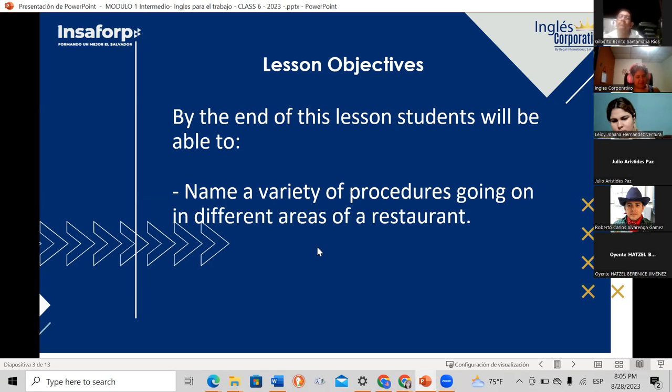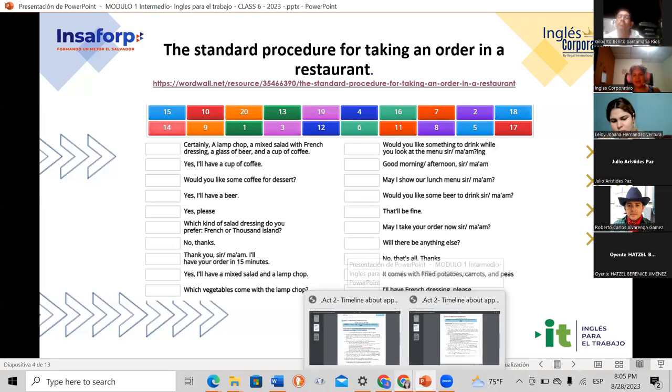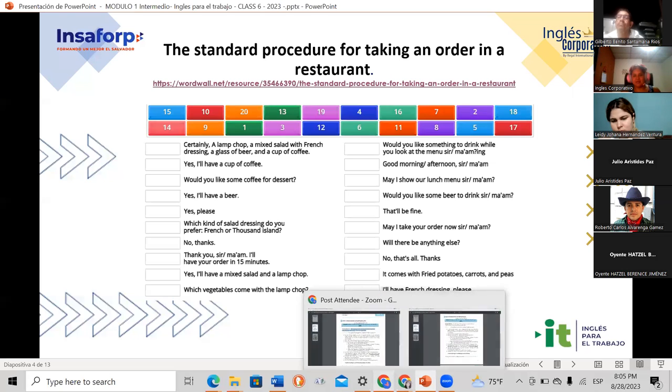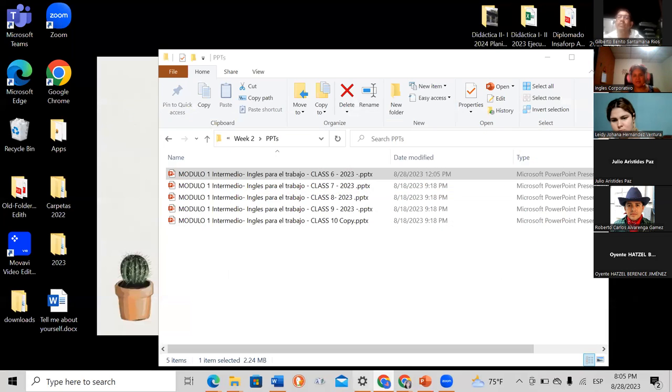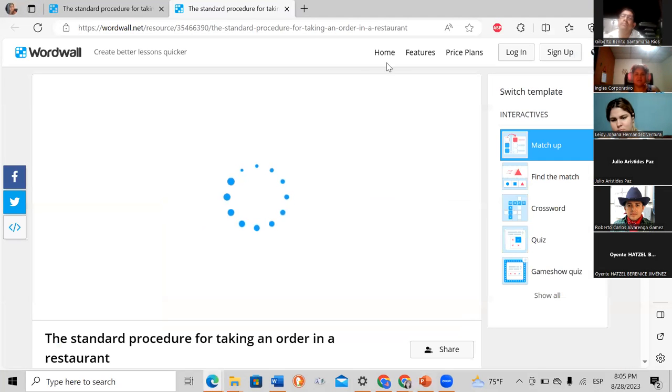Well, if nobody has worked in a restaurant, we're going to verify some procedures. We can look for it in Google or any source that we can find that will help us to describe the procedures better. Okay, good. Let me open this. Oh, here it is.